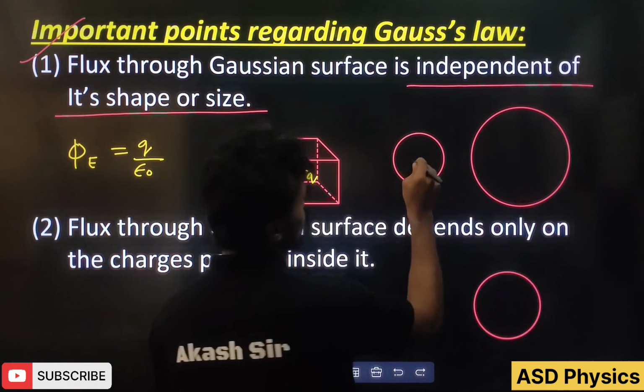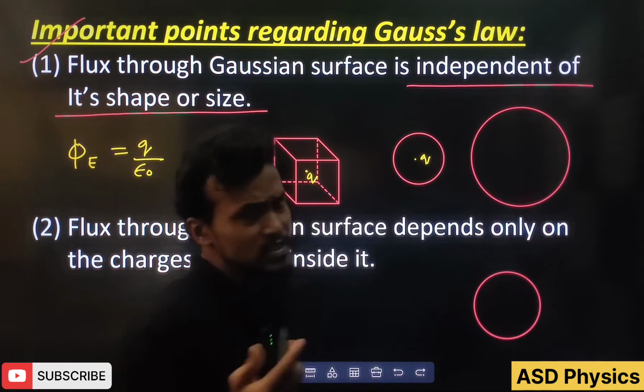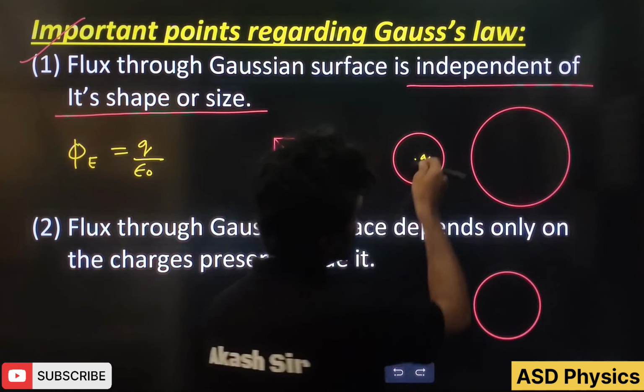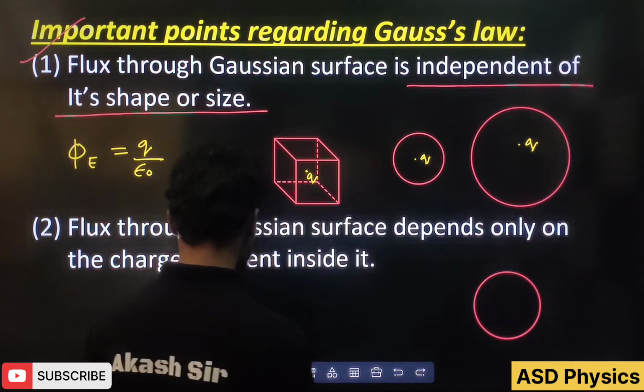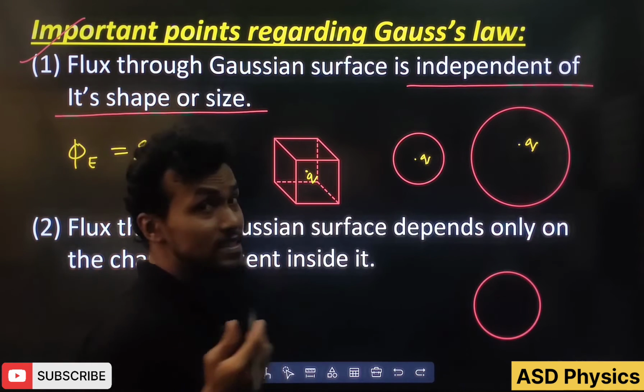Now even if you keep the charge here, q, how much is the flux? Same, q by epsilon naught. Even this charge can be anywhere inside. Let's take, for example, here I put charge q naught. In this situation also, what will happen? The flux will be the same only.